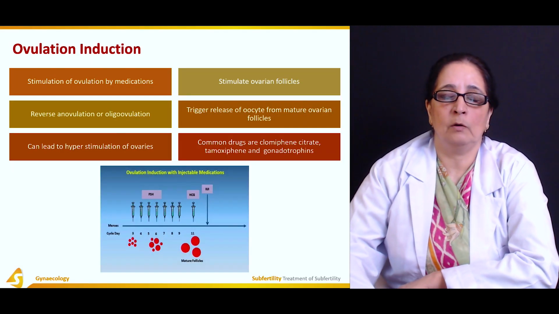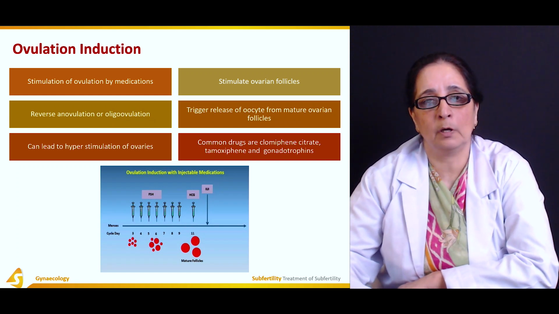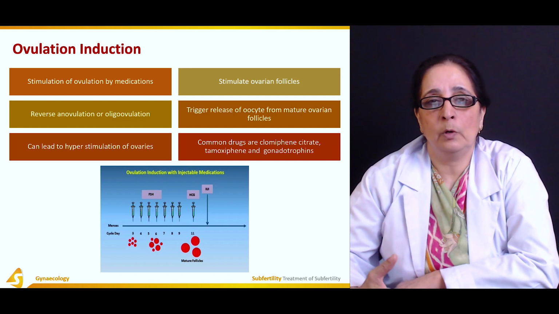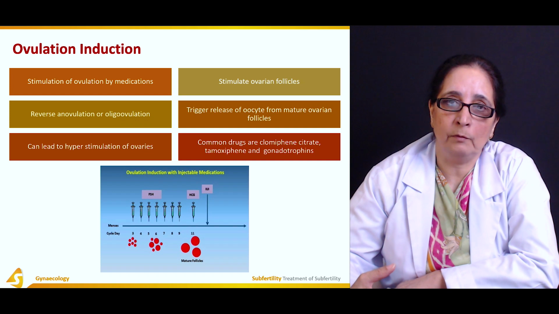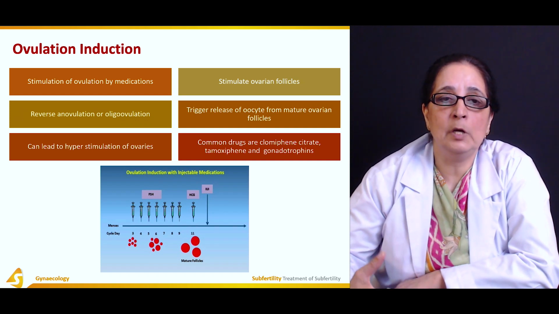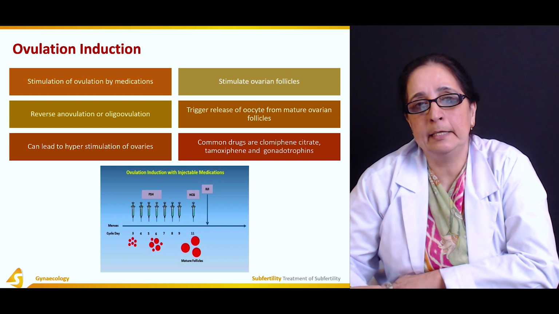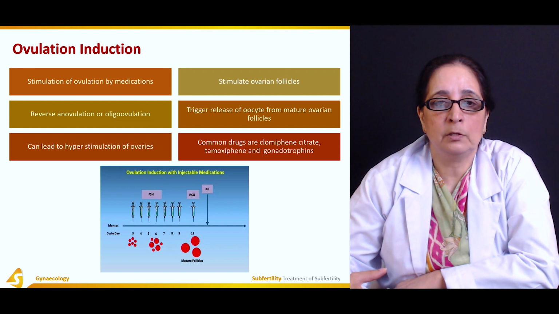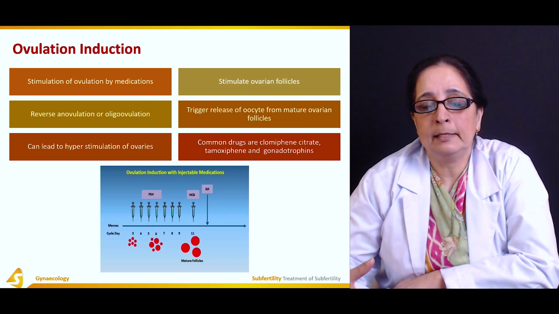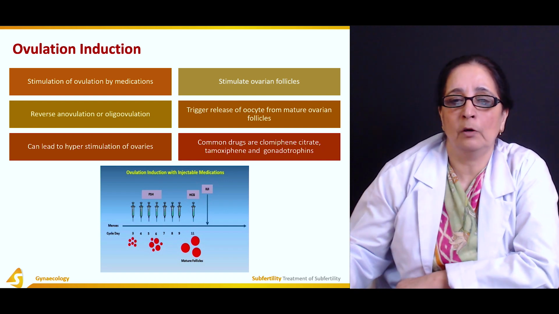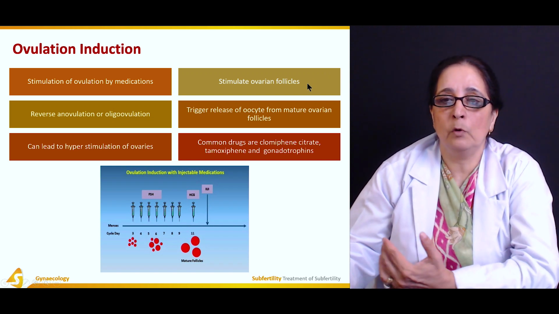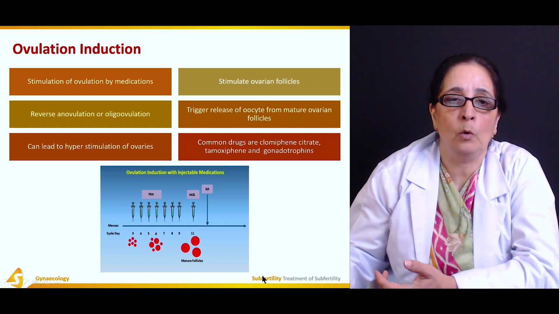Ovulation induction. Ovulation is very important. Without ovulation, there is no ova production. So in case there is no ovulation, it is stimulated by medications that stimulate the ovaries to produce ova. Stimulation of ovulation by medication causes stimulation of the ovarian follicles. More follicles are produced, and more follicles produce more ova.